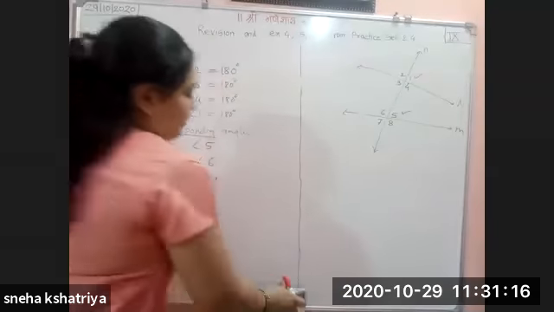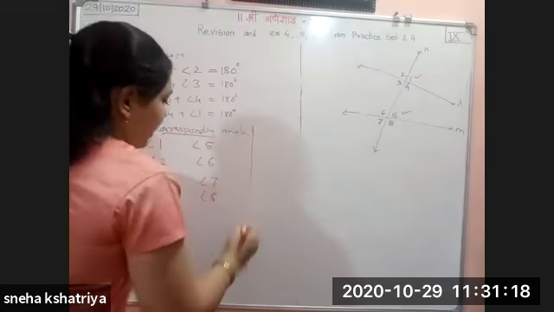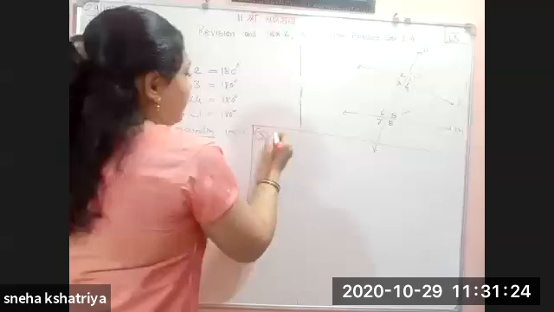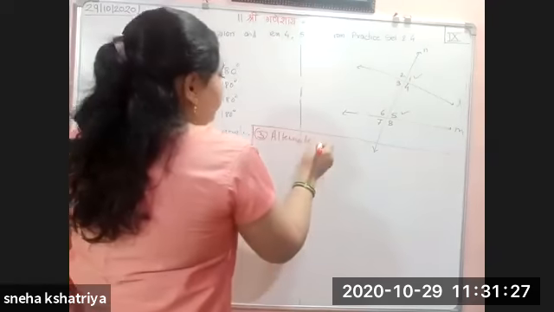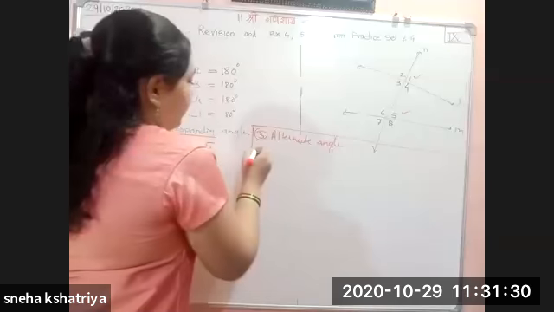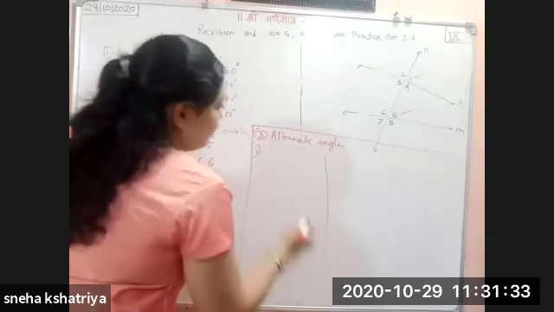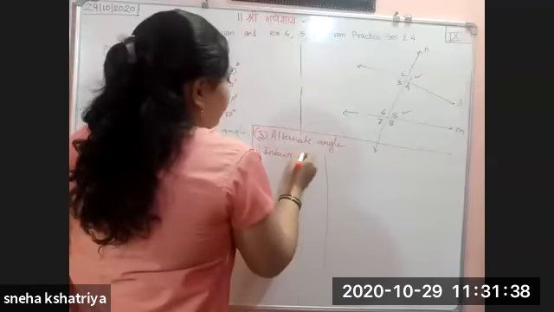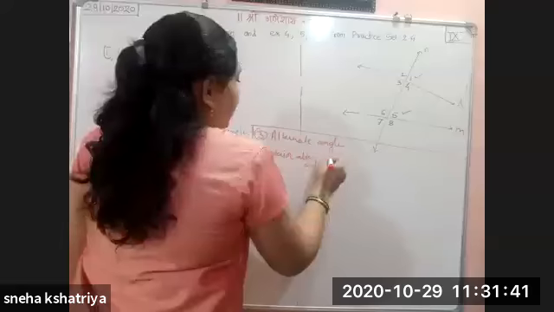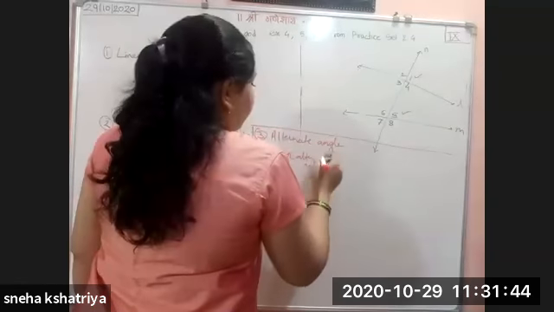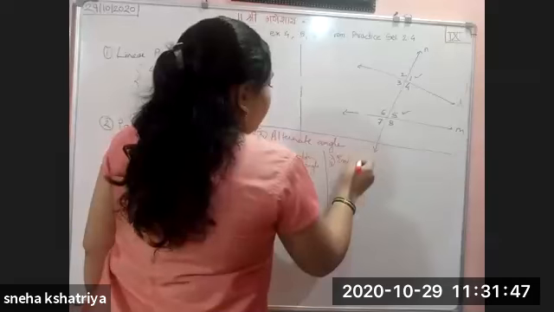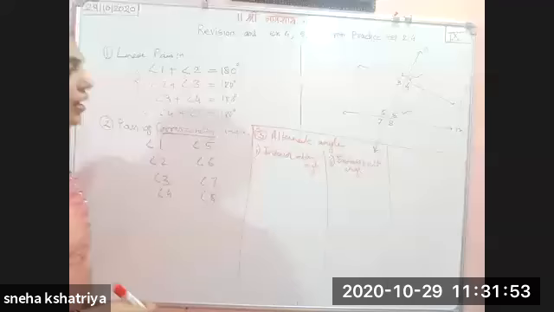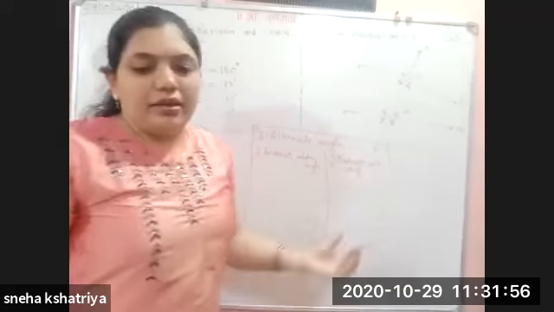Now, next one we were having, that is alternate angles. After the second, we are having the third one, that is alternate angles. I have told you that in alternate angles there are two types. One is interior alternate angles and the second is what? Exterior alternate angles. Right? Interior alternate angles and exterior alternate angles.